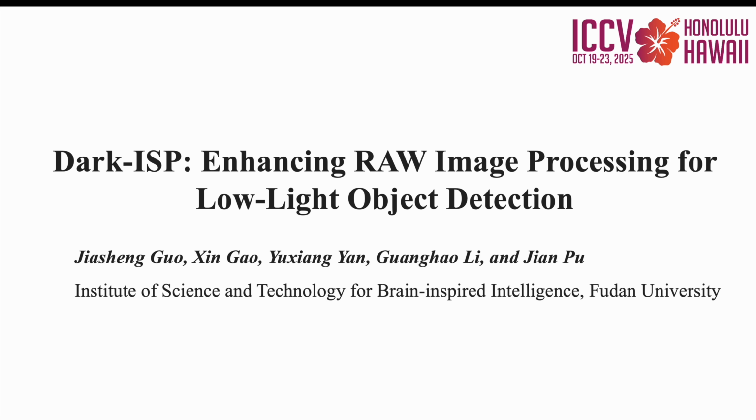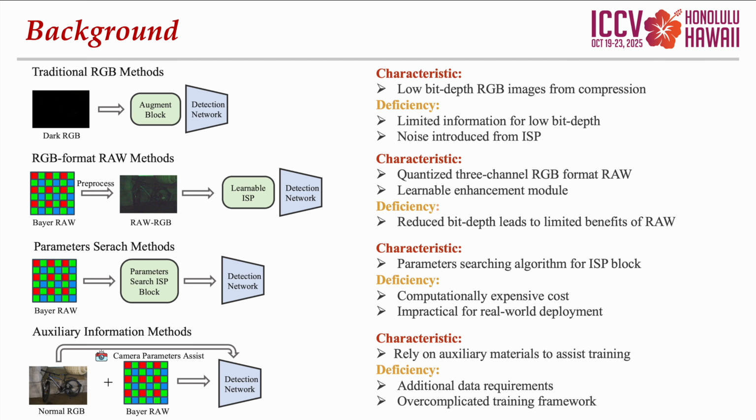Now I will share our work, Dark-ISP: Enhancing Raw Image Processing for Low-Light Object Detection. As we all know, object detection is a common downstream task in computer vision. There are many excellent methods in this field, but due to noise amplification and diminished contrast for images, their performance decreases seriously in low-light environments.